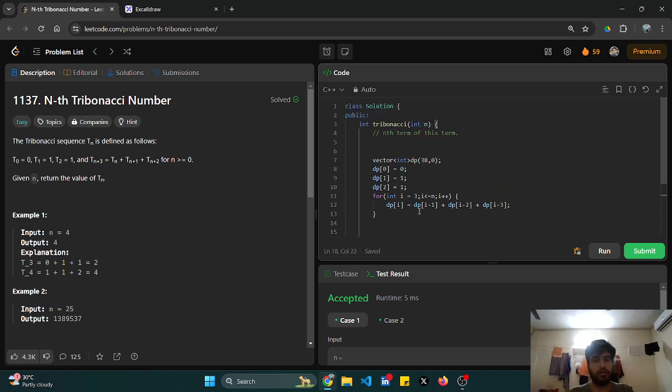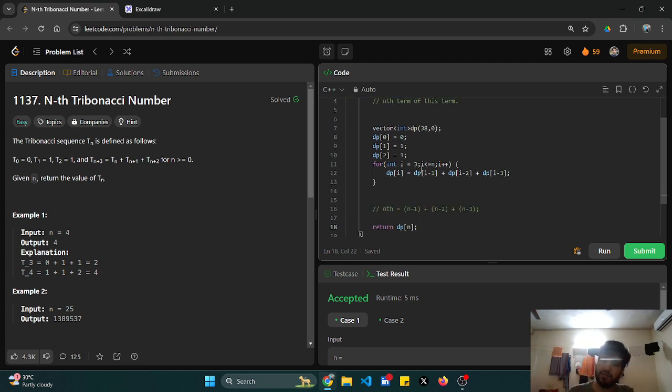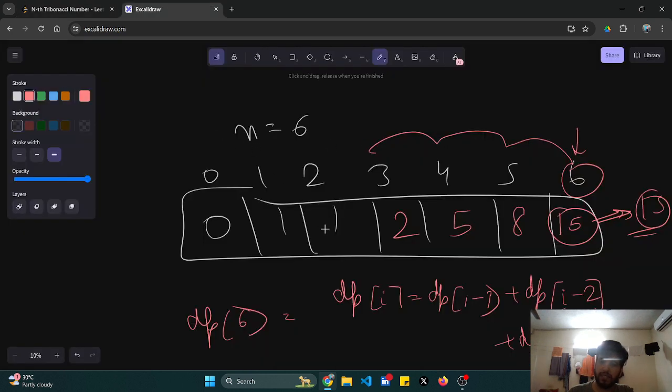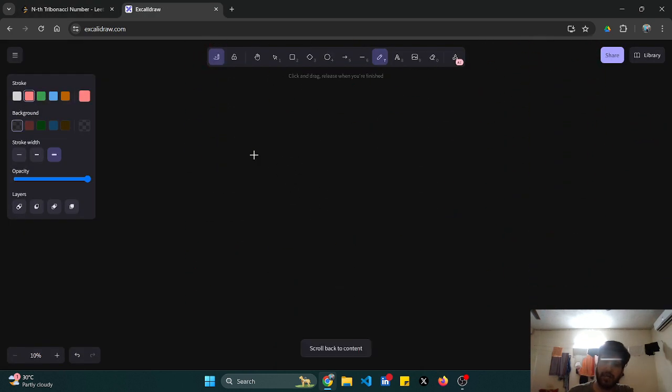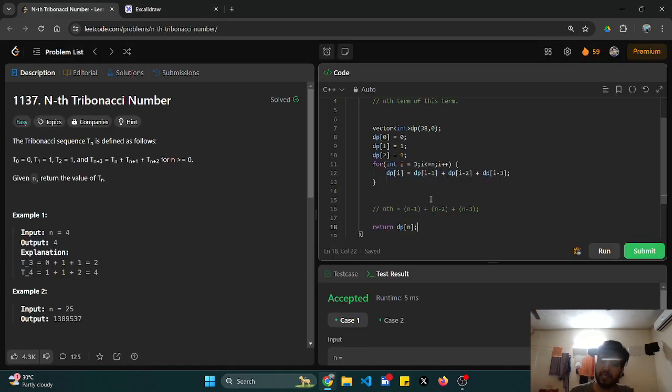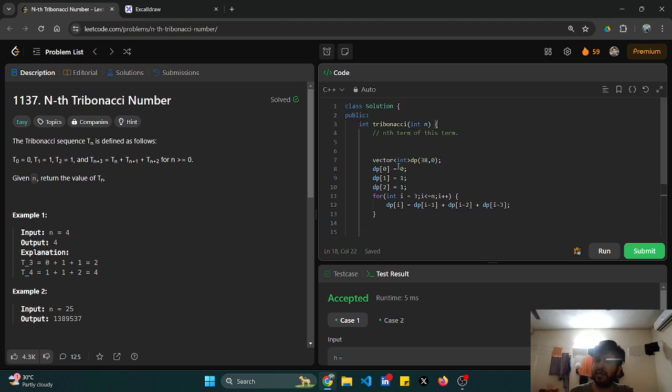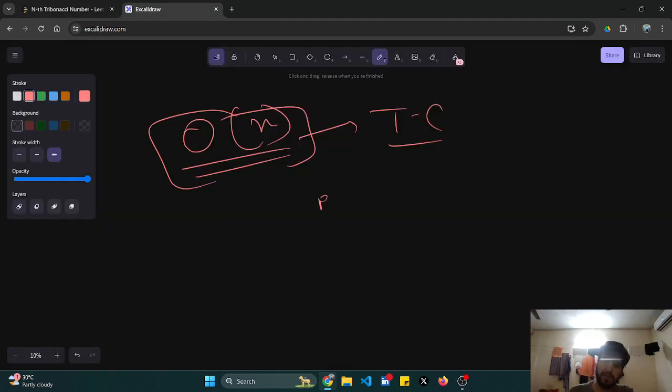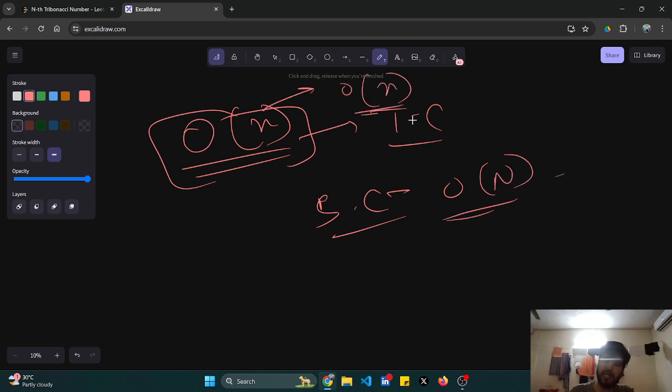Okay. So what is the time complexity? As I'm traversing only once, my time complexity is gonna be O of n. Is there any extra space? What is the space complexity? Yes, I am making a DP array. So my space complexity is gonna be O of n. So we have done it in O of n time and O of n space.